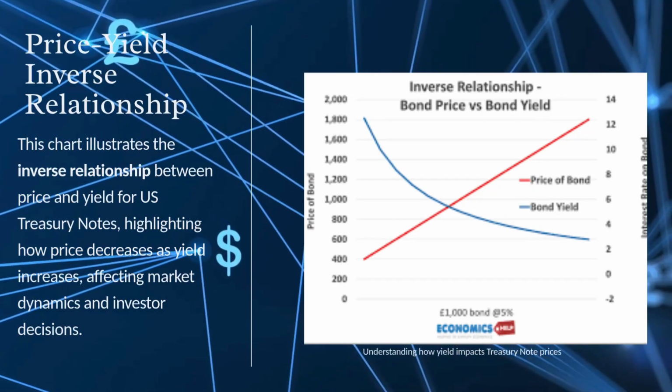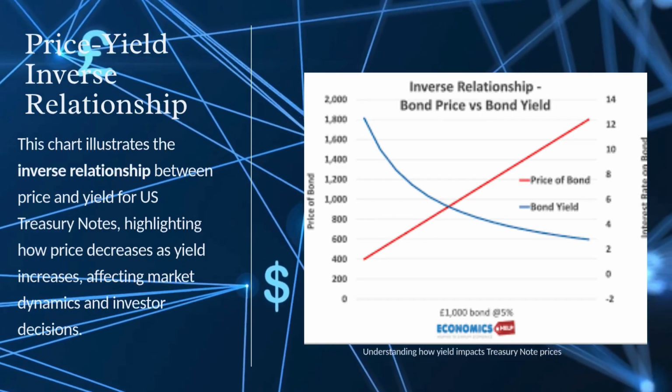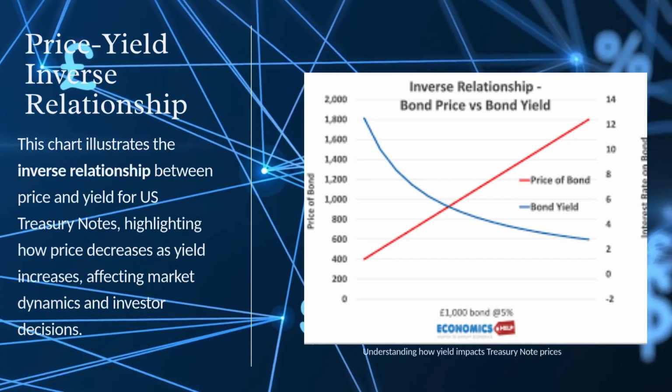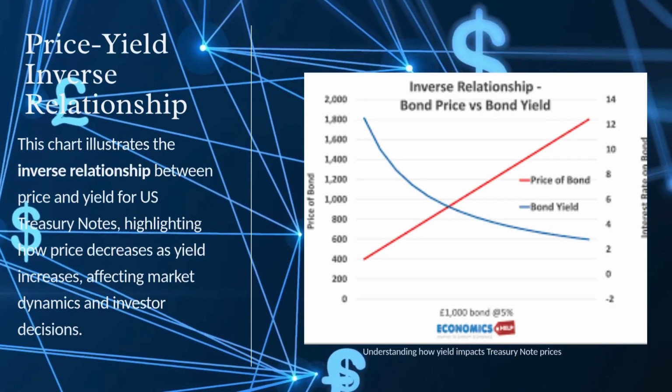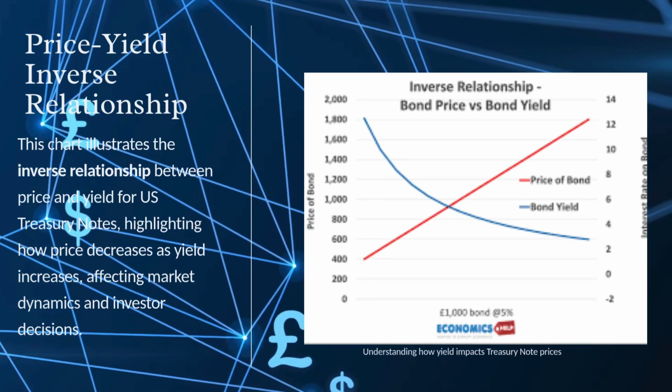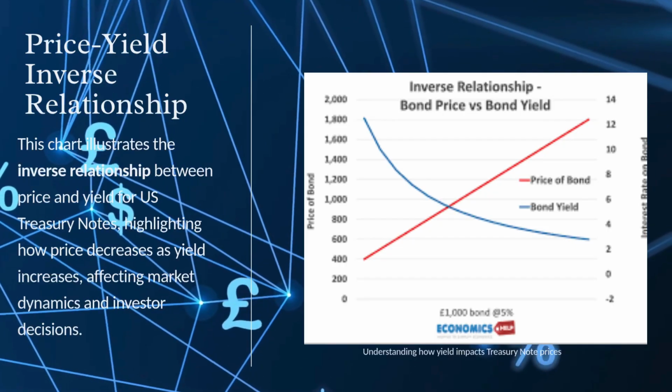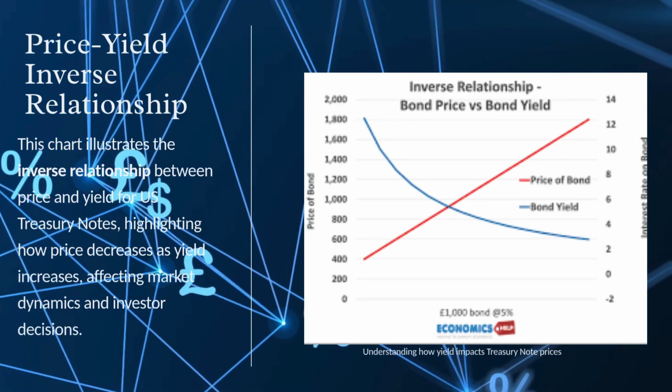When we talk about bond prices, there's an inverse relationship between bond prices and bond yields. As you can see in the chart, as the bond prices go lower, the bond yields go higher, and vice versa. As the bond prices go higher, the yields go lower.